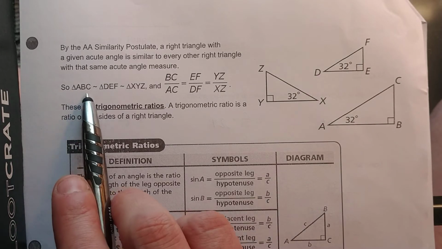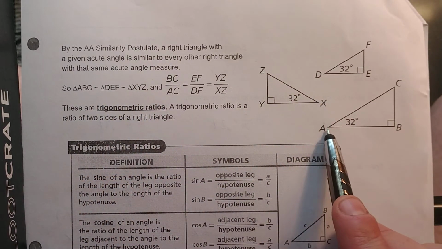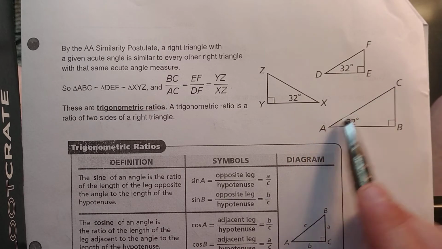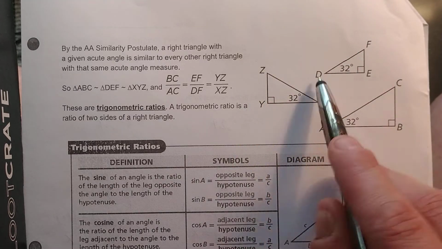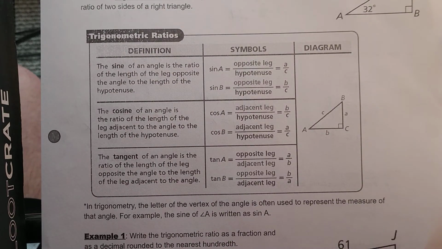And so if ABC is similar to DEF and XYZ, then the ratio BC over AC is going to be the same ratio for these, if you use the same legs. And this is what it means. This is why SOHCAHTOA is so important.